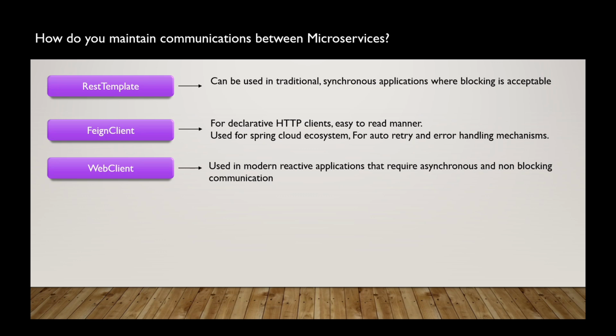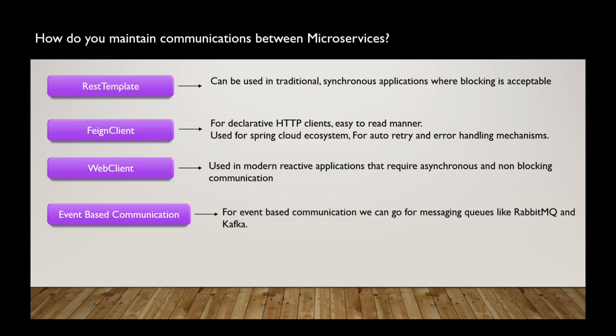And there is one more way, which is event based communication. For example, if an event happens in one service, and based on that event another service should work. For example, if order submission is done, then it should redirect to the payment. For this type of asynchronous or event based communication, we can use messaging brokers like RabbitMQ or Kafka.